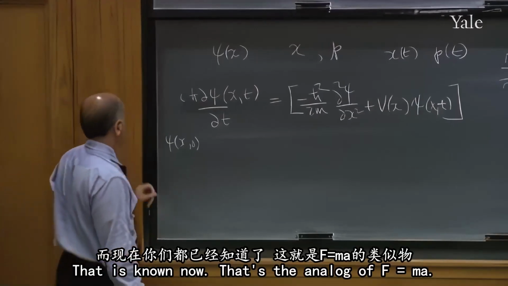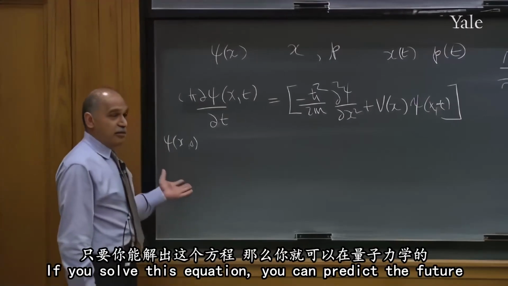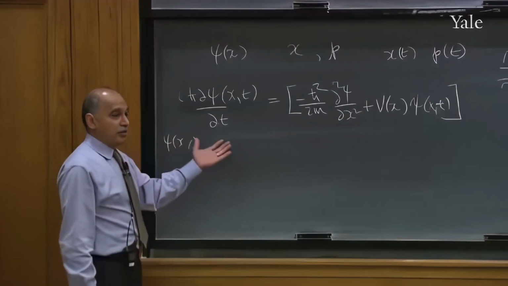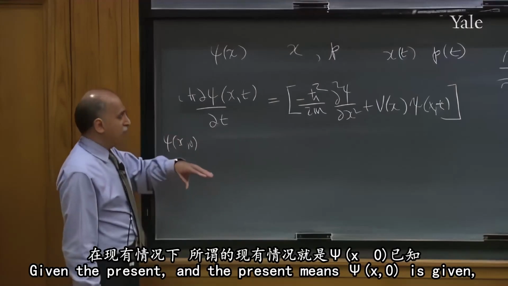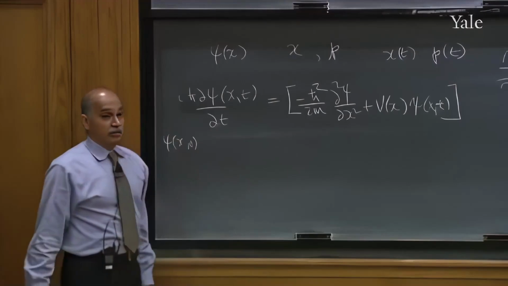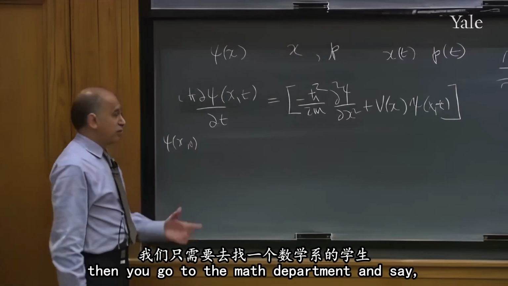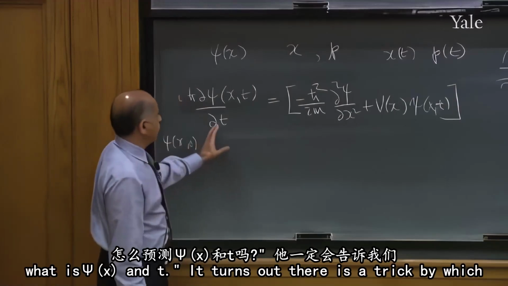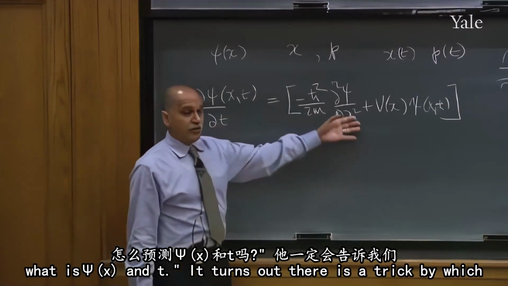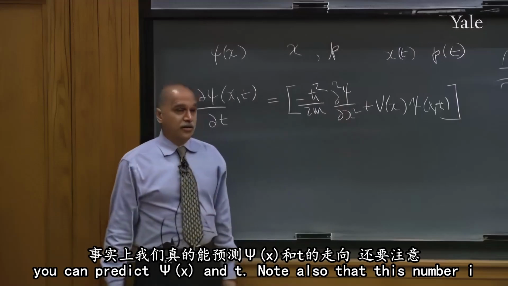That's the analog of F equals ma. If you solve this equation, you can predict the future to the extent allowed by quantum mechanics, given the present, and the present means psi of x comma 0 is given. Then you go to the math department and say, this is my psi of x, 0. Please tell me by some trick what is psi of x and t. It turns out there is a trick by which you can predict psi of x and t.